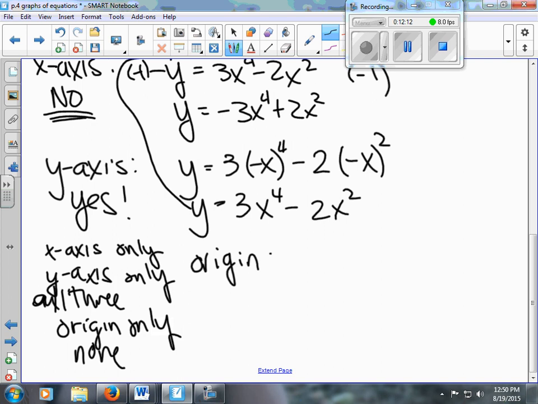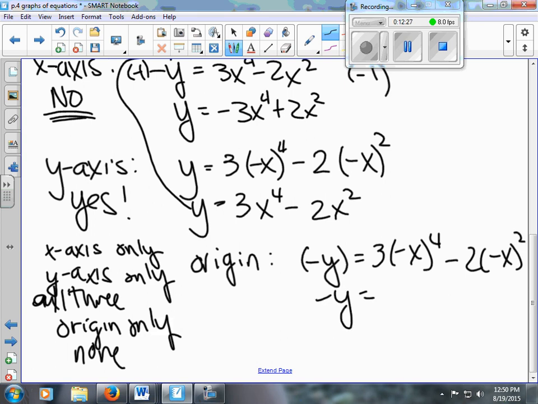It's just the same as the x-axis symmetry. You end up with the same thing because the negatives go away on the x's but not on the y. So, no.